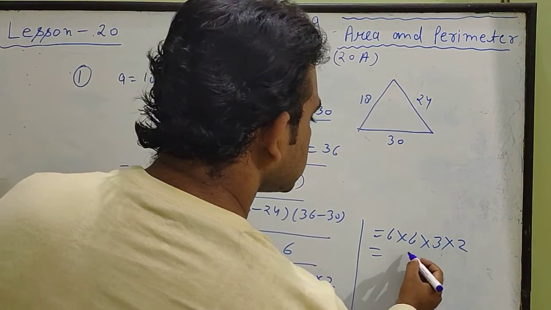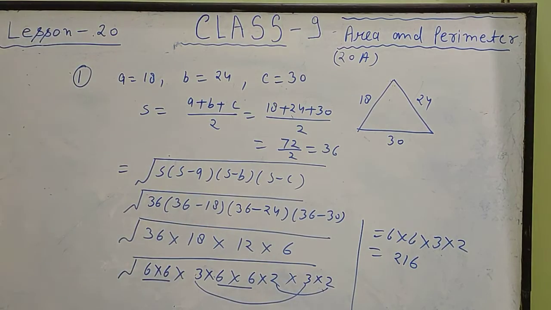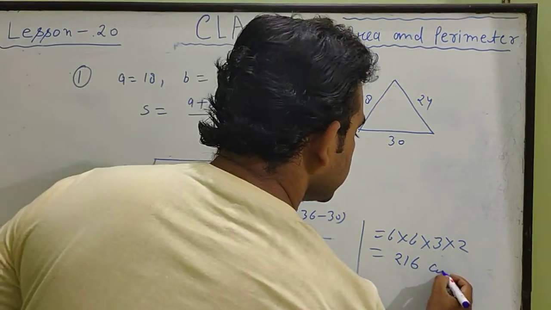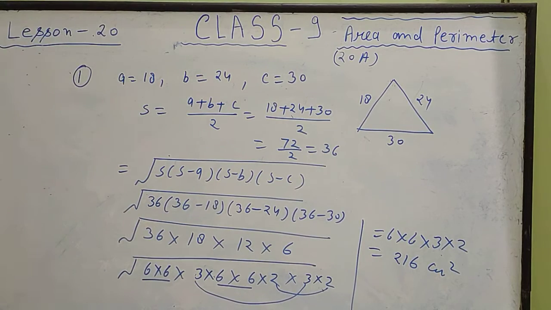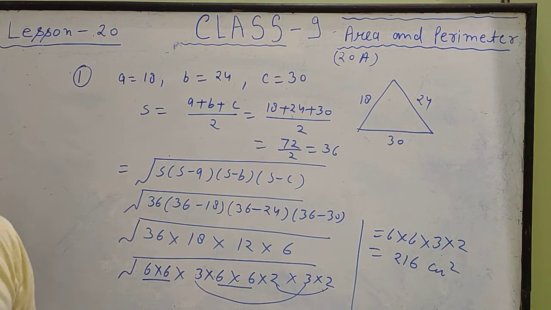6 into 6 is 36, 36 into 6 is 216. Means the area will be 216 centimeter square. Okay, you can use any other method. You can multiply directly, then find the square root, or you can make pairs, then find the square root of this. 216 is your first part answer, that is the area of the triangle.